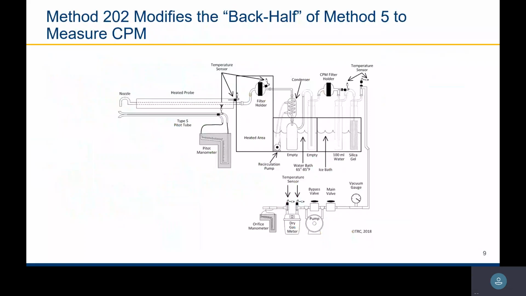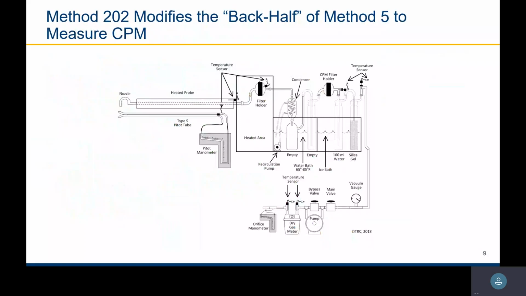The glassware, because it's collecting this, is all maintained at 65 to 85 degrees again, to try to simulate the atmosphere. And following that, any of the particles that get formed in this section get collected on this filter. And once again, this is gravimetrically weighed to determine your particulate matter.